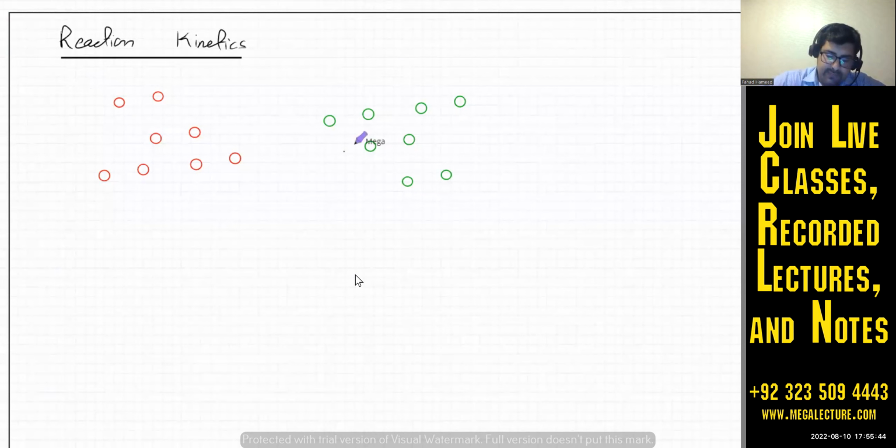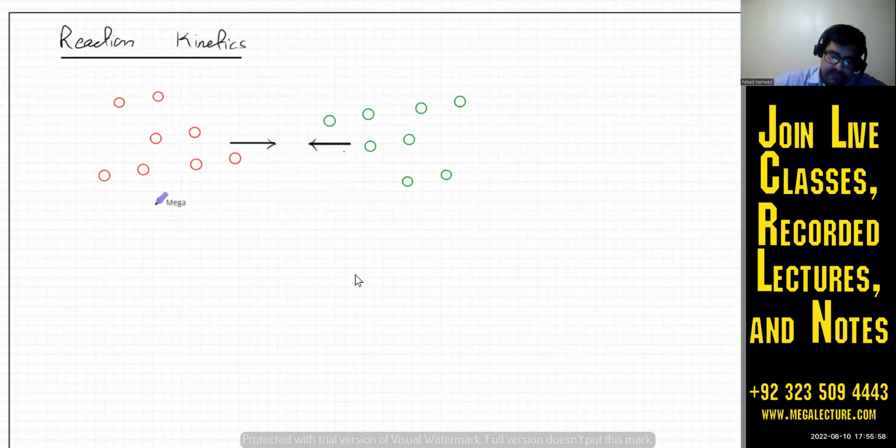Okay, so these particles are traveling at a certain speed. The particles have to be moving; that's the only way the reaction will happen. So particles A react with particles B, and when that happens, old bonds get broken and some new bonds get formed. That is usually the way a reaction proceeds.